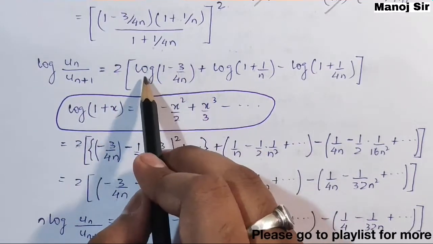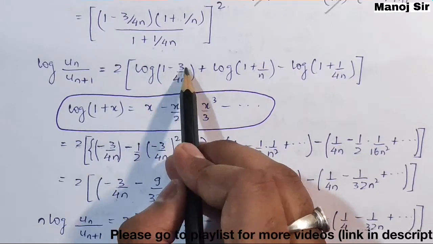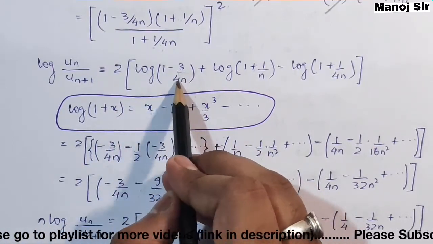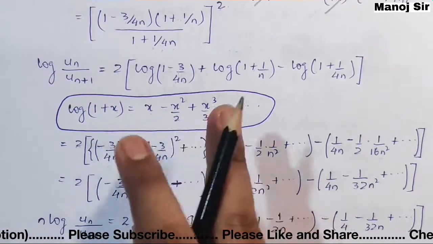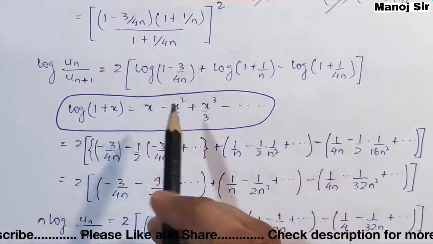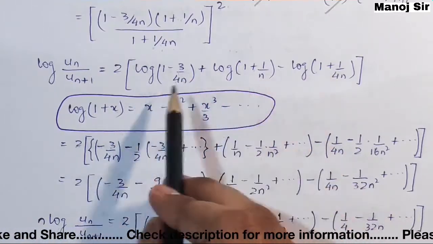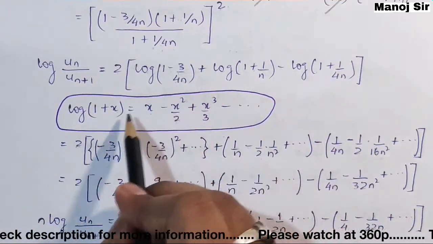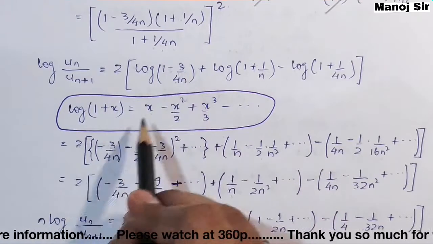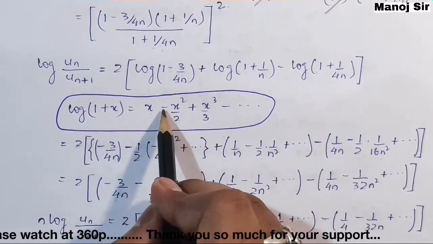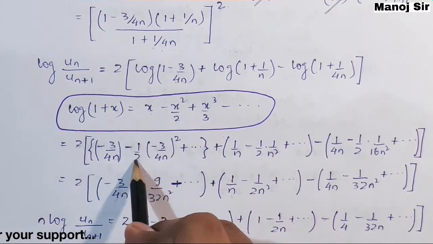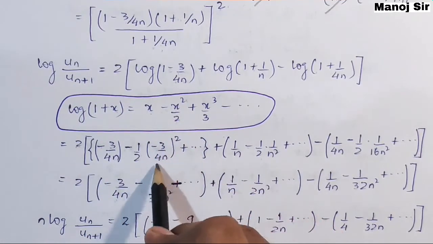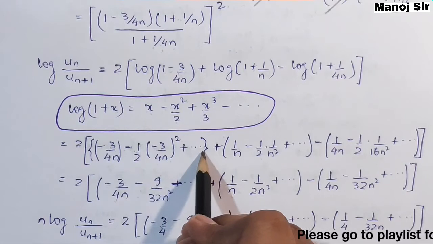Now if you see this log(1 + x), what is x? x is minus 3 upon 4n. The expansion is x minus x square upon 2. I am writing only two terms in each log expansion. So x, that is minus 3 upon 4n, minus half of x square. What is x? Minus 3 upon 4n whole square plus dot dot dot.